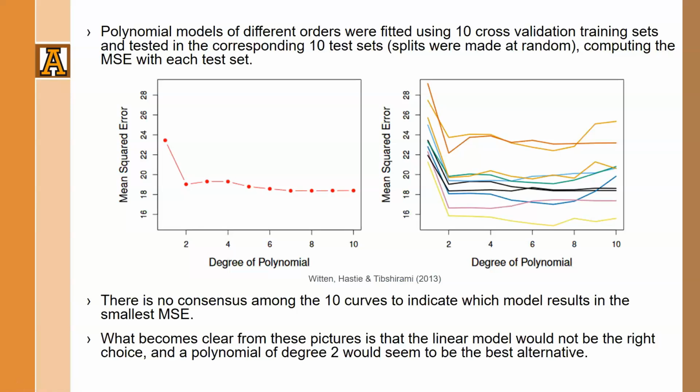So the only thing that becomes clear here is that the model of order 1 wouldn't be good.